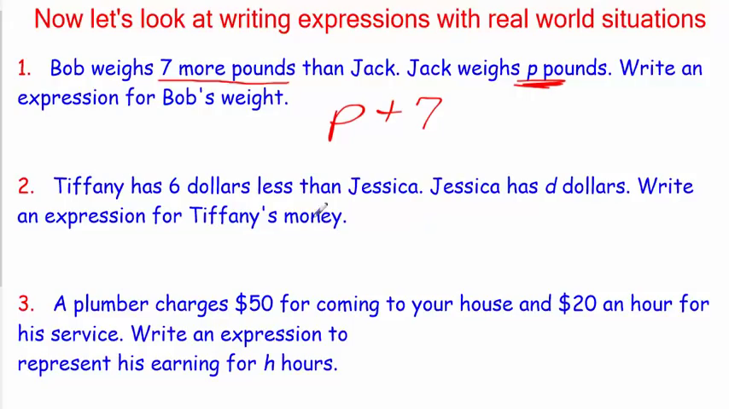That means I know Jack's weight, and then I add 7 to it. Next one. Tiffany, and you have these, so underline as you go. Tiffany has $6 less than Jessica. And Jessica has D dollars. So this is how much Jessica has. If I want to go back and read it, it says $6 less than Jessica, or D. $6 less than D. Remember that tricky part with less than, you switch the order. So it implies that I know what Jessica has, her dollars, and then I take away 6.